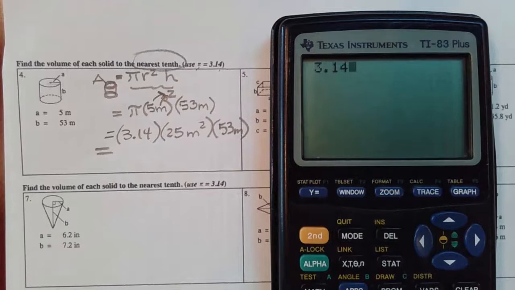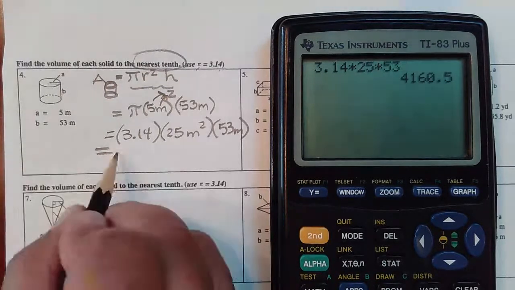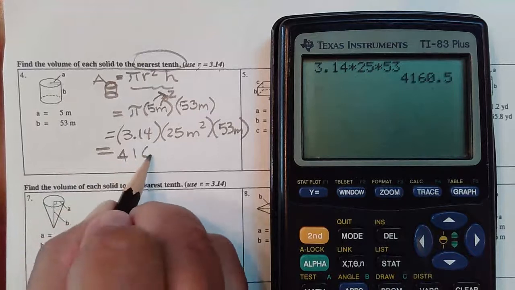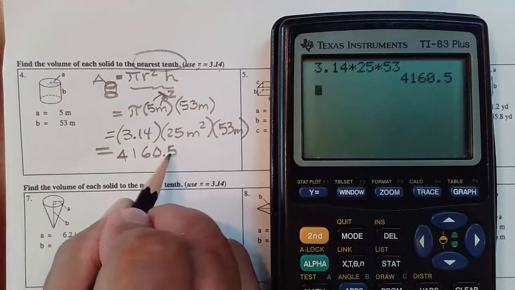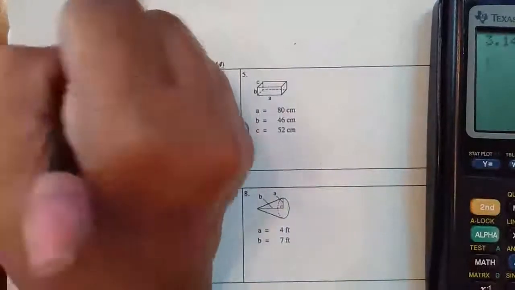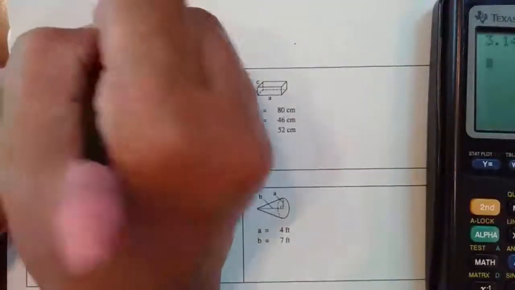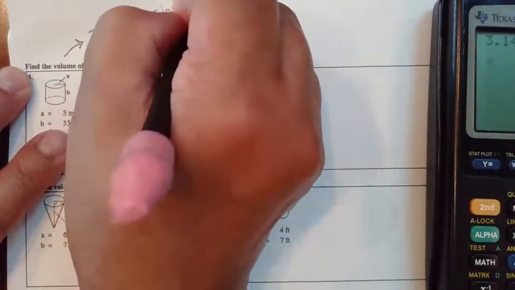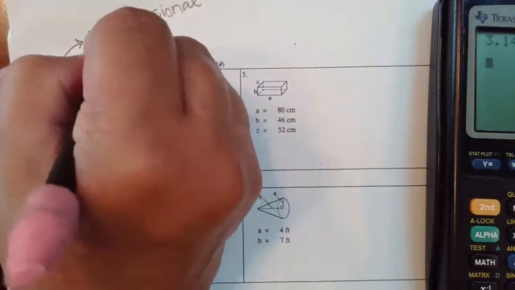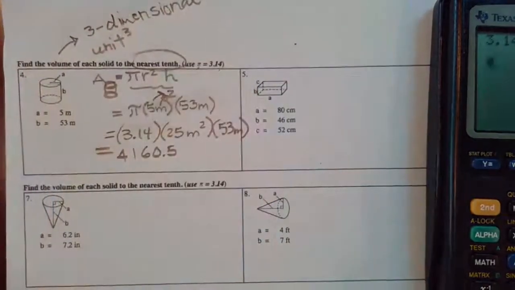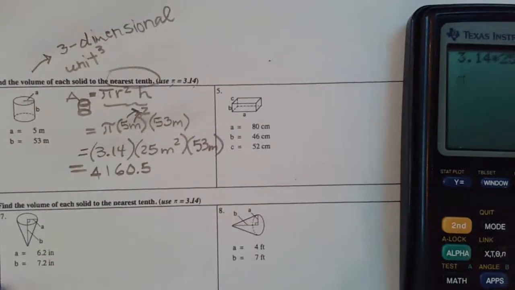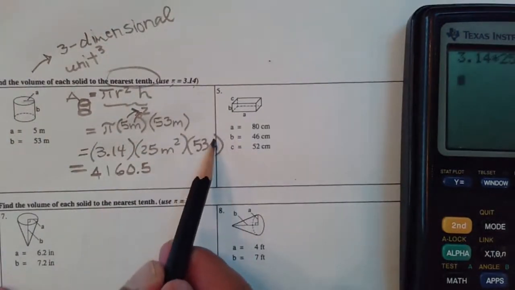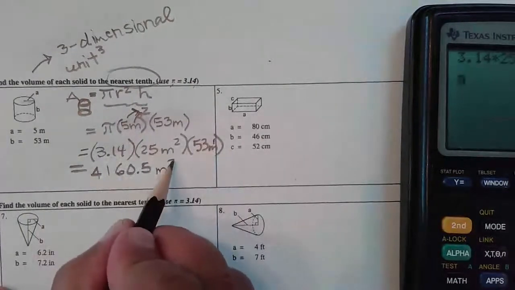Just because they told me to use that up above in the directions, times 25 times 53. And then as far as the units go, volume is a three-dimensional concept. In other words, it will always be whatever the units are in the problem raised to the third degree. That's what it means for an answer to be three-dimensional. So look, there's two of them right there, and here's another one right here. So it's meters cubed.